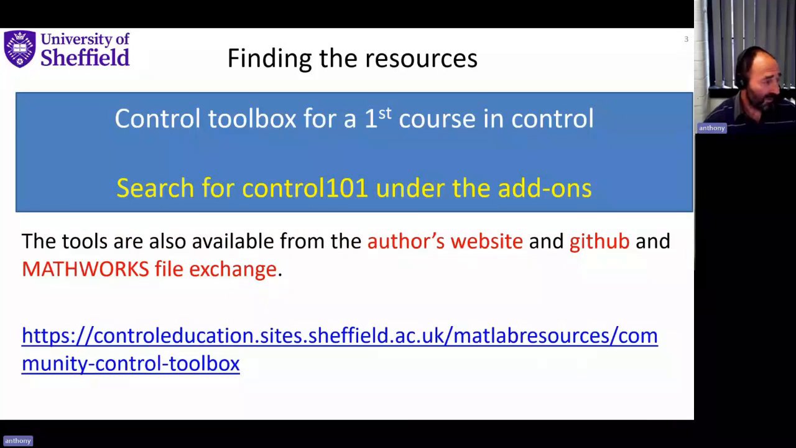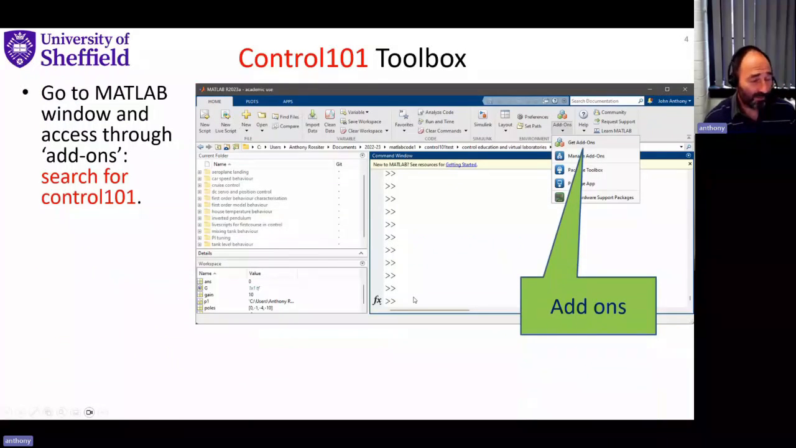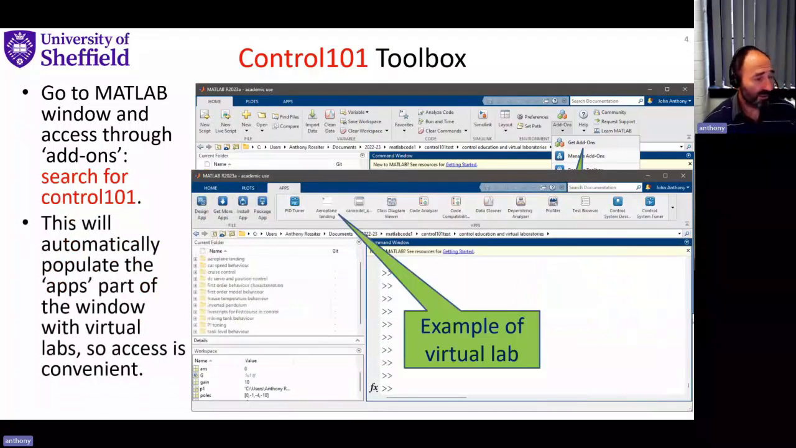Now, if you want to find it, and I've got a slide coming, all you need to do is search for Control 101 under the add-ons. So I think that's the next slide. Okay, so you can see here the sort of MATLAB slide. If you go to that add-ons button and you press Get Add-ons, and after you've done that, okay, actually it's not showing you here. Once you press Get Add-ons, you'll get a search button and you search for Control 101 and it will come up and you just go install and it takes about 1 minute.